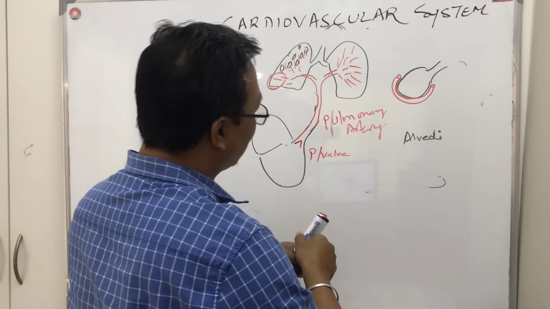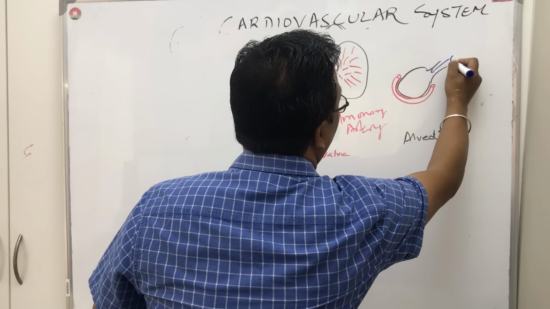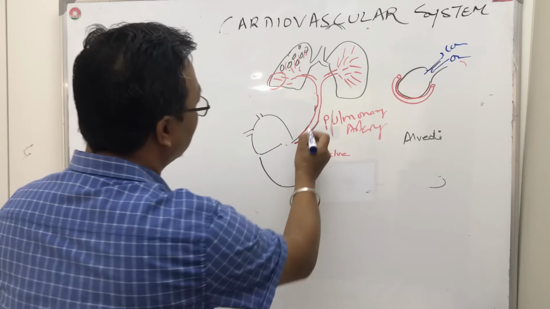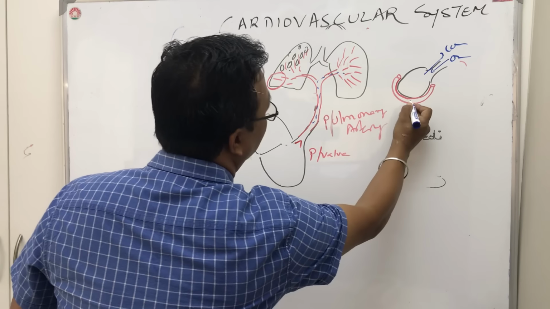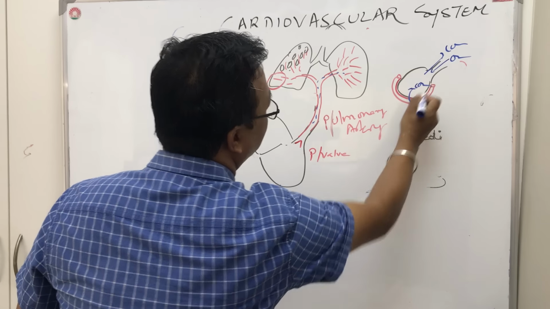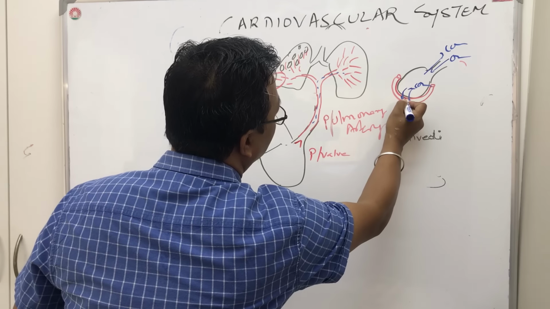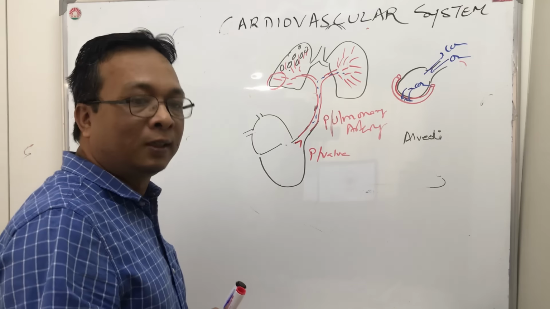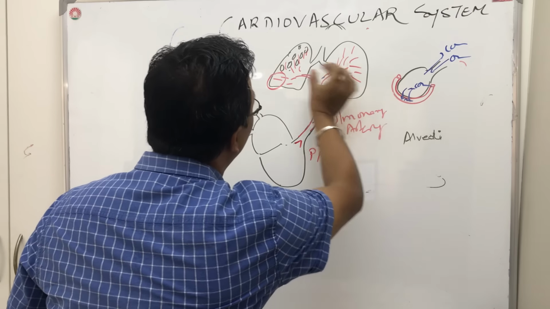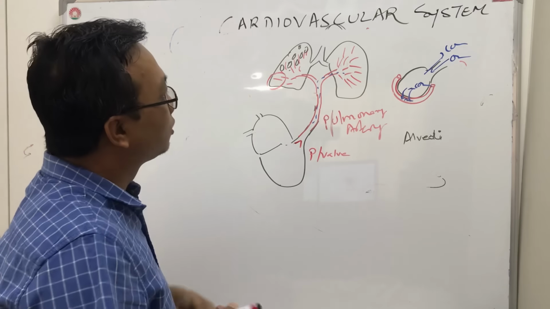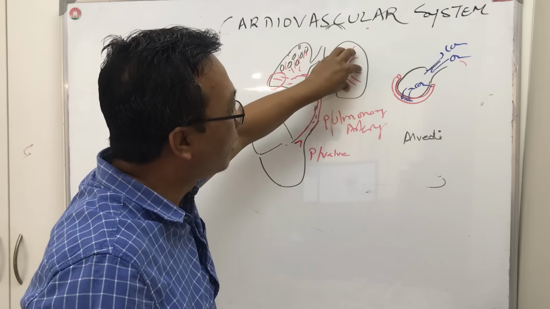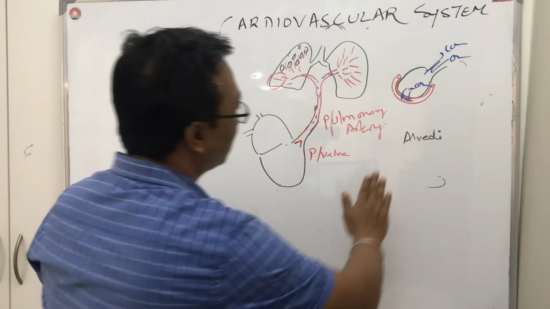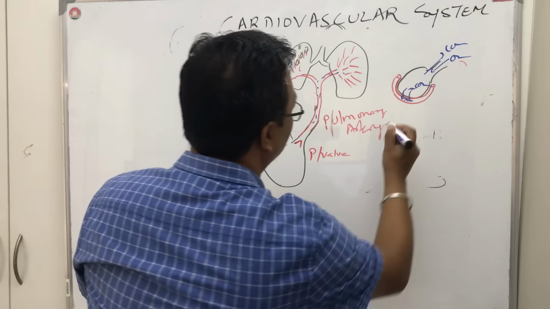So you are taking oxygen and giving out carbon dioxide. When the blood moves here, it gives out carbon dioxide and takes in oxygen. Where does the gas exchange take place? The gas exchange takes place at the alveolar level, in all those 1.5 million alveoli. Let me write it clearly.